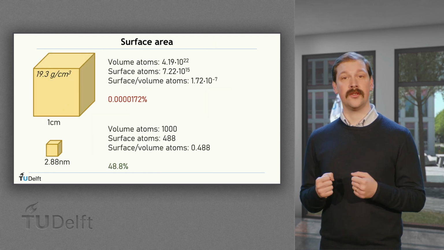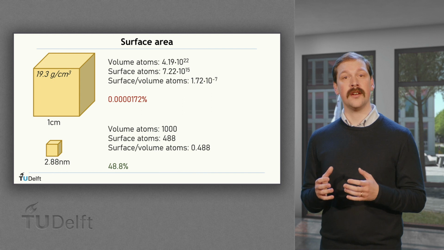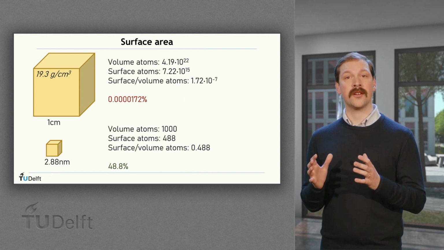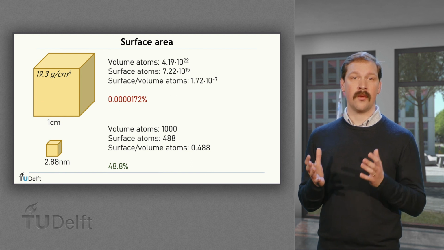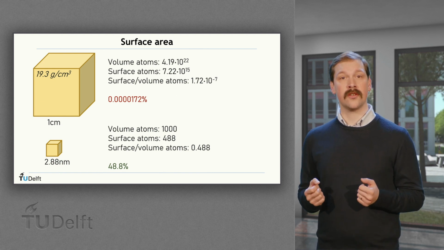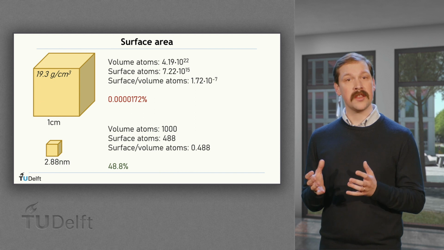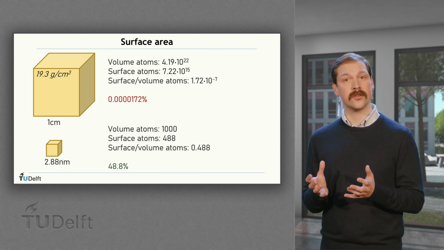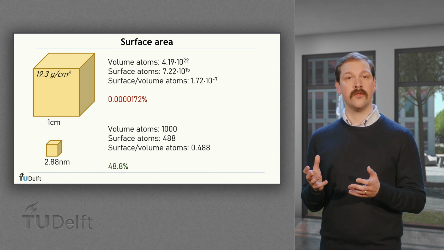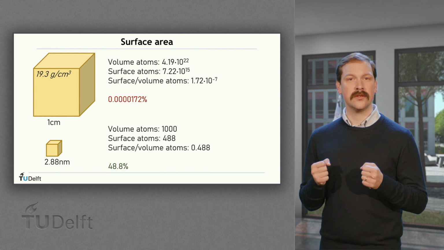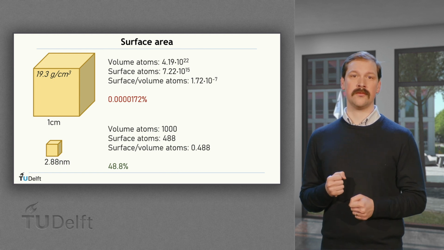It is important, though, to understand that the surface area is the chemically reactive part of a material, because the atoms on the surface are the ones exposed, and also because they have more energy since they miss the stabilizing force of surrounding atoms. For a 1 centimeter cube of gold, only 0.0000172% of atoms are on the surface.